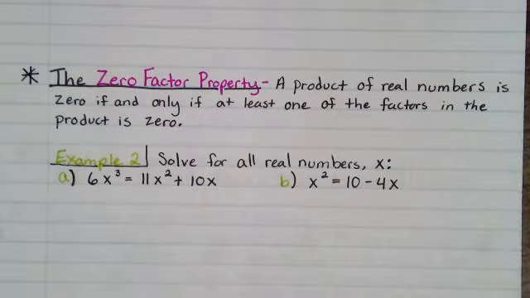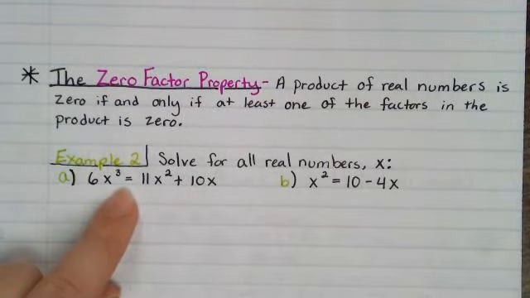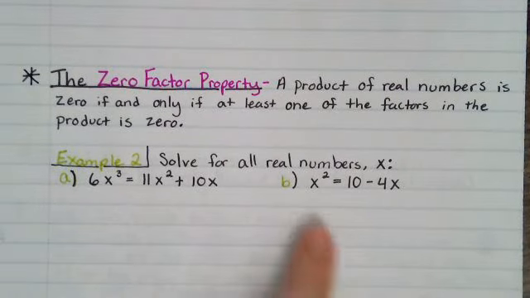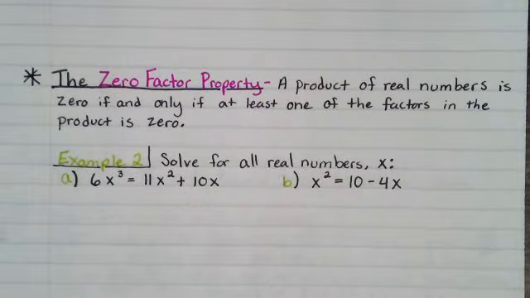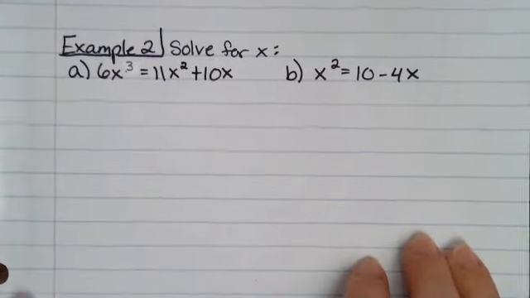This first one that you're going to see here, this A, this is 6x to the third equals 11x squared plus 10x. And then B over here, this is x squared equals 10 minus 4x. And I'm going to pull my other piece of paper over here with my examples so I'm not messing up my notes page. Okay?